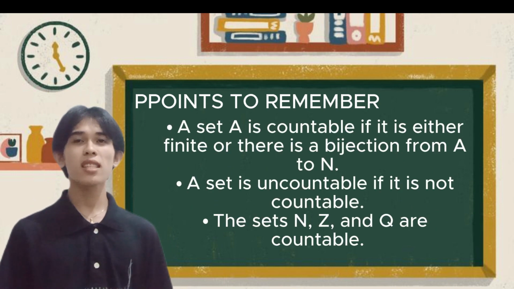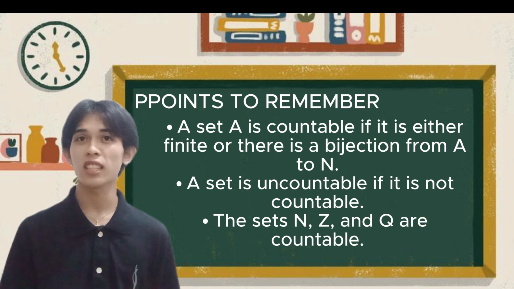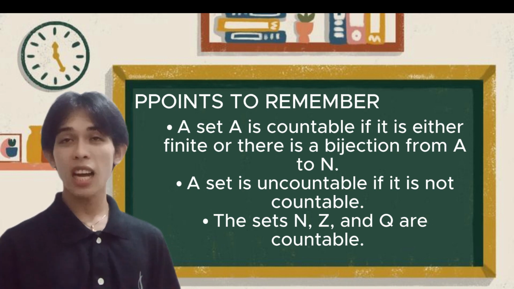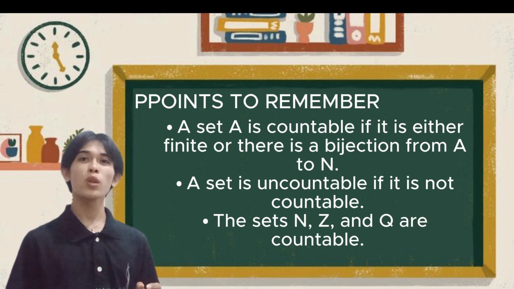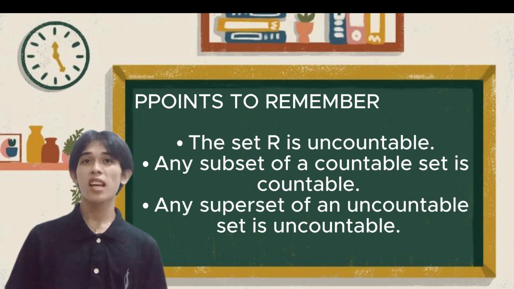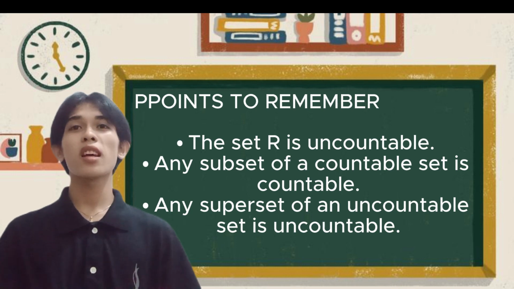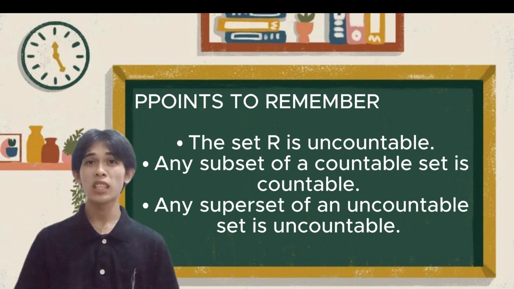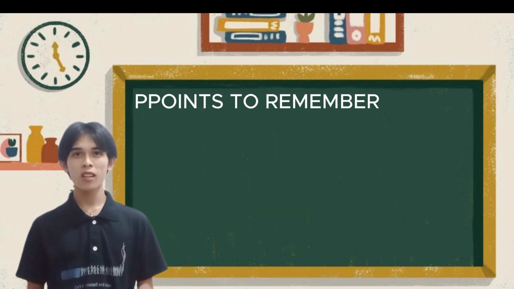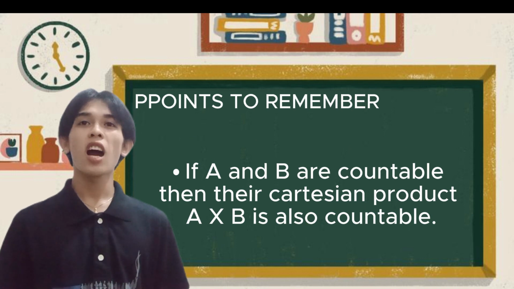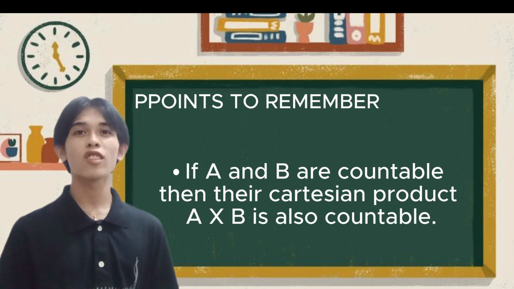A set A is countable if it is either finite or there is a bijection from A to N. A set is uncountable if it is not countable, of course. The sets N, Z, and Q are countable. The set R is uncountable. R is also known as real numbers. Any subset of a countable set is countable. Next, any superset of an uncountable set is uncountable. And lastly, if A and B are countable, then their Cartesian product A times B is also countable.